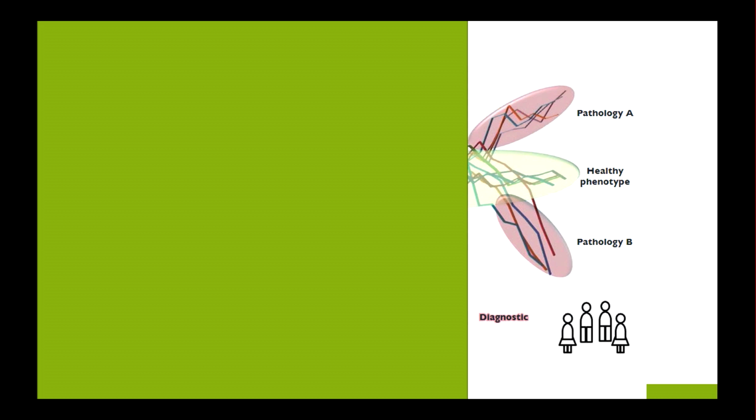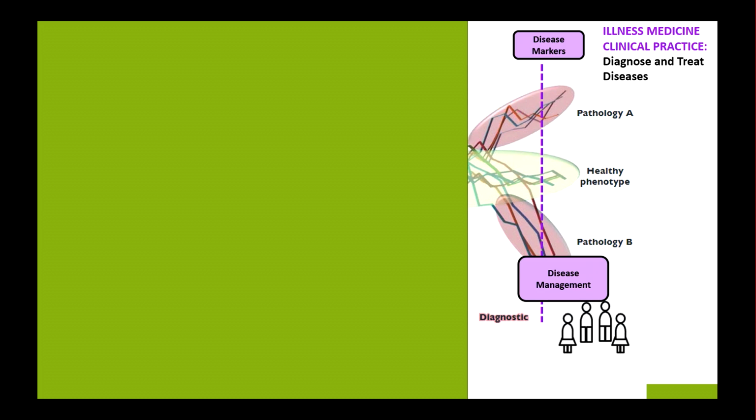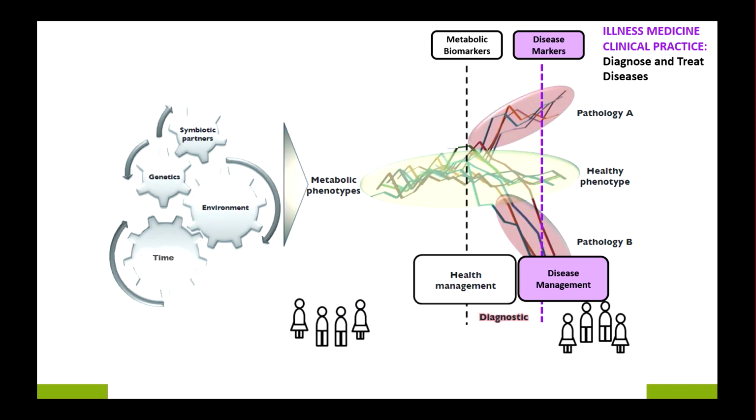So essentially in illness medicine, you take a look, you're suspecting a particular pathology. For example, you're looking at fasting blood glucose and HbA1c, and you're suspecting diabetes. And those are what we call disease markers. And you institute appropriate disease management, right? So illness medicine clinical practice is you diagnose and treat diseases, right? But actually technology has already moved so far beyond this that there are actually metabolic biomarkers that we can check so we could actually institute appropriate health management before disease even sets in.